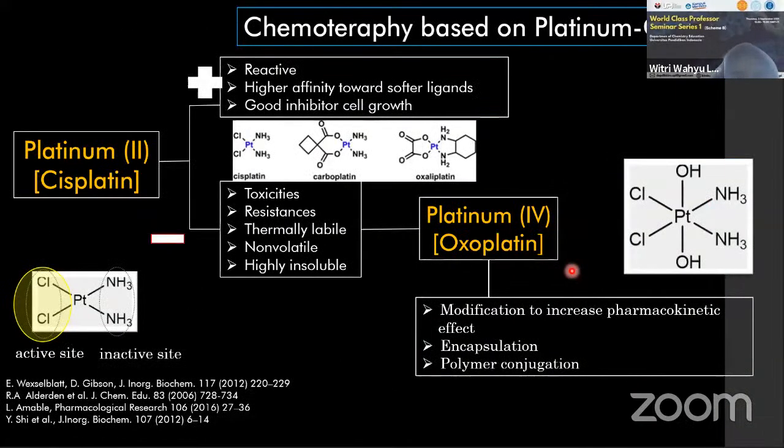Here, there are several cisplatin derivatives. The strategy to decrease the toxicity of cisplatin is by converting the oxidation state from cisplatin 2 to cisplatin 4 by coordinating with the hydroxyl group here. So the oxidation state of platinum will increase, and then it can be encapsulated or conjugated to the polymer. This modification will increase the pharmacokinetic effect of the drug.